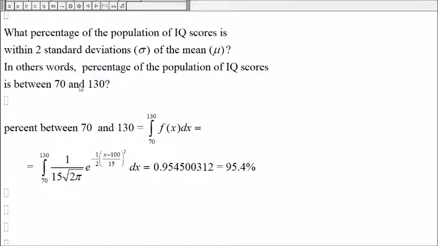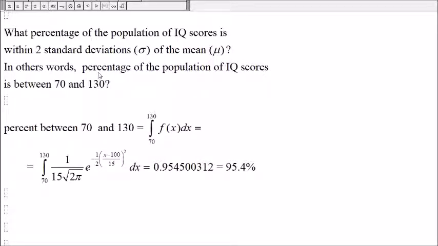We could also ask similar questions. What percentage of the population have IQ scores within 2 standard deviations from the mean? The mean IQ score is 100. If we go 2 standard deviations to the left of 100 and 2 standard deviations to the right, then we'll get 70 and 130. The standard deviation is 15, and 2 times 15 is 30. So 2 standard deviations is 30. From 100, if we go 30 to the left, we get 70. If we go 30 to the right, we get 130.